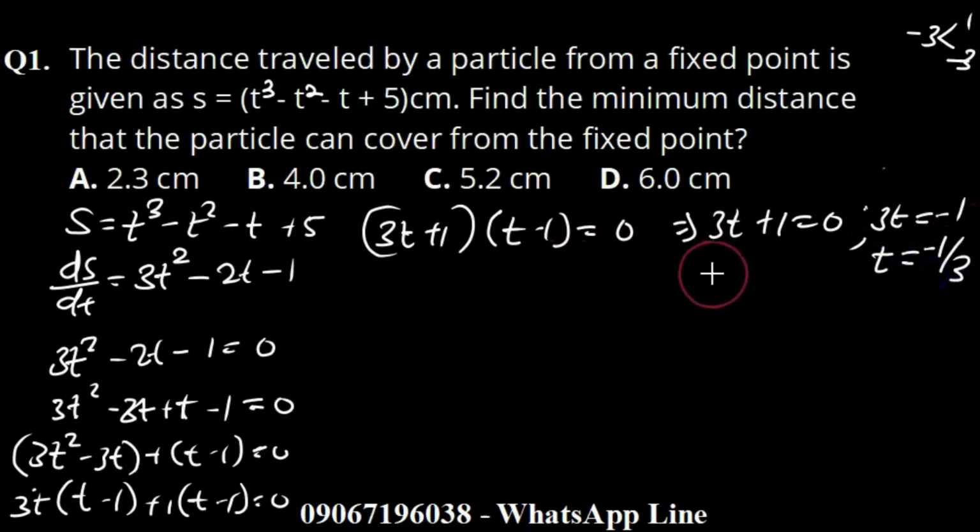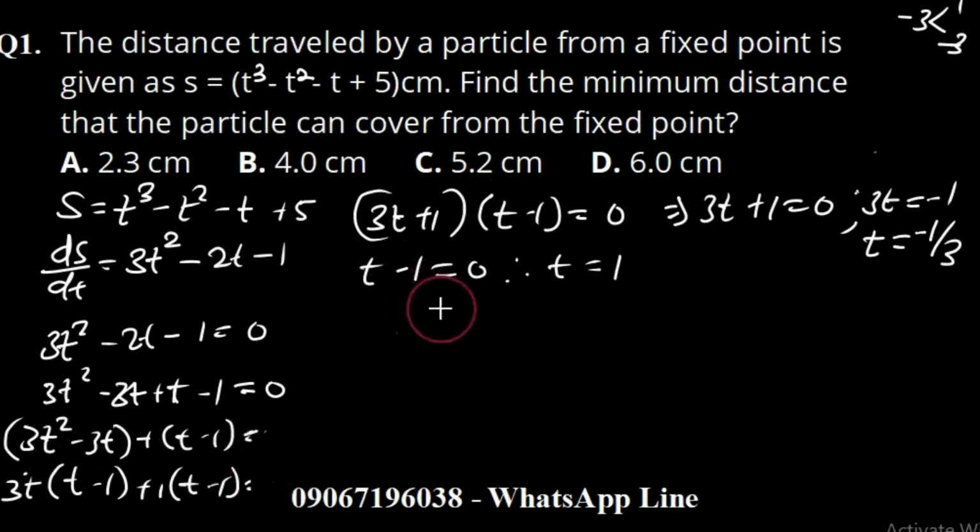For the second equation, we get t minus 1 equals 0, therefore t equals 1. So the value of t that gives us the minimum point is going to be the positive value, which is 1. Not the other one, because that is giving us a negative sign, so we're going to substitute that value in to solve.